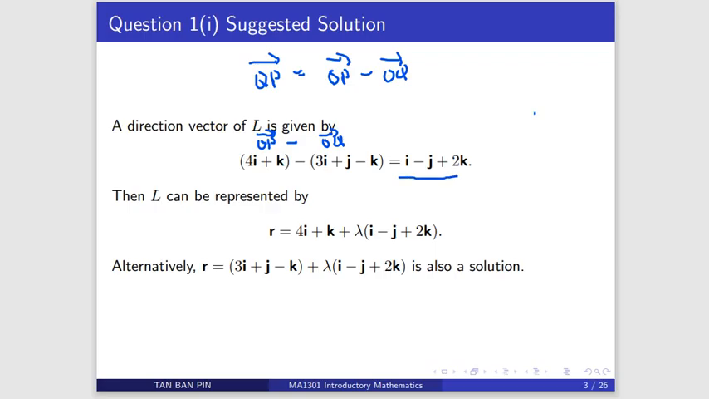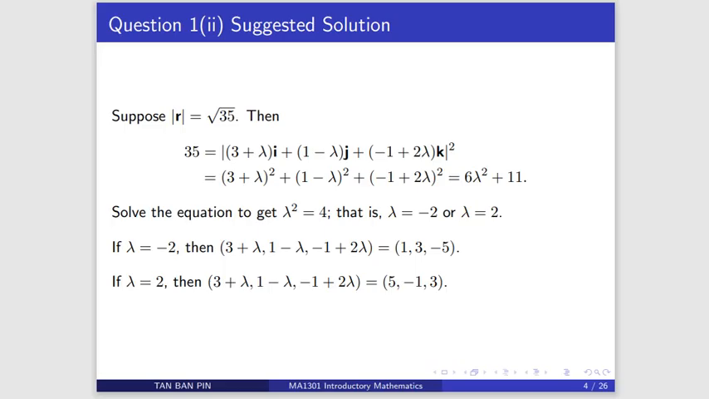Now the equation of line L is just r equals a point on the line. You can take it to be the point P or the point Q, it doesn't really matter. Then plus lambda times the direction vector, which you take to be QP. So we can give this answer or the other answer. It doesn't really matter. We can use the point P as the point on the line or point Q as the point on the line.